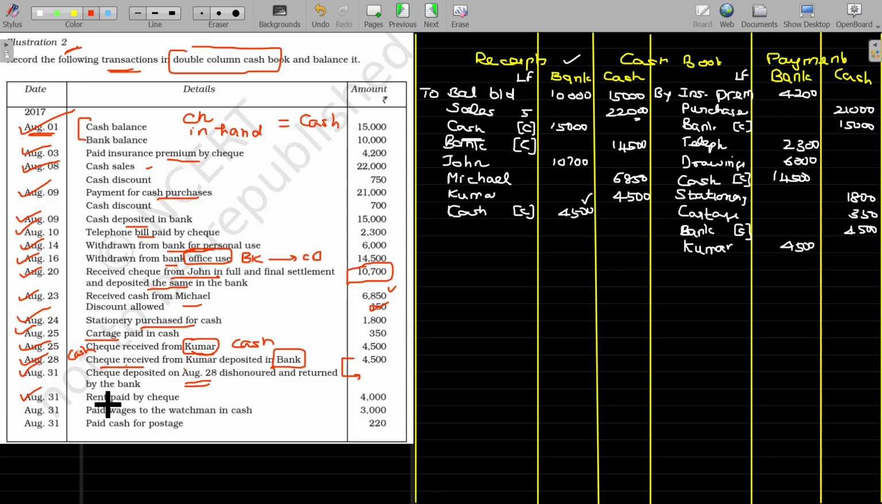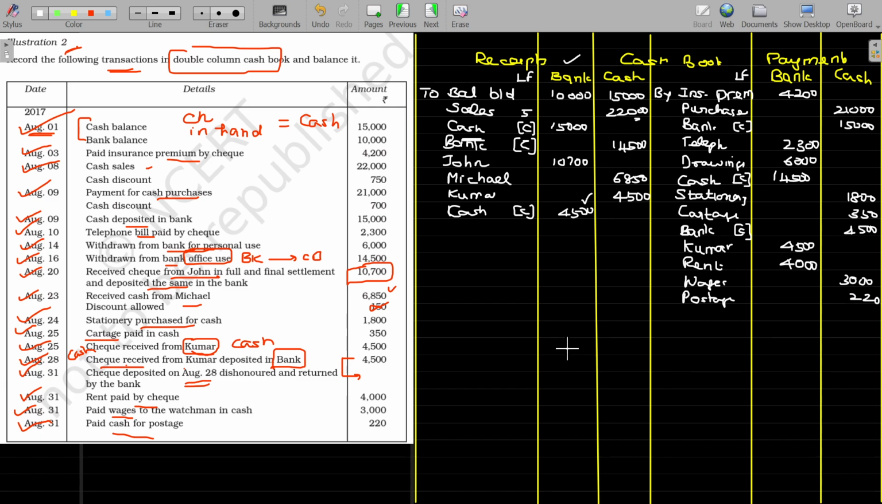And on August 31st, rent paid by check, on the payment side, rent, and that too the payment by way of check, put the value in the bank column, 4,000 rupees. And 31st, paid wages to watchman in cash. 31st, paid cash for postage. Two payments, I am going to post both. So one is wages payment to the watchman. Another one is postage payment. Both are in cash. So in the cash column, 3,000 and 220 will be posted.